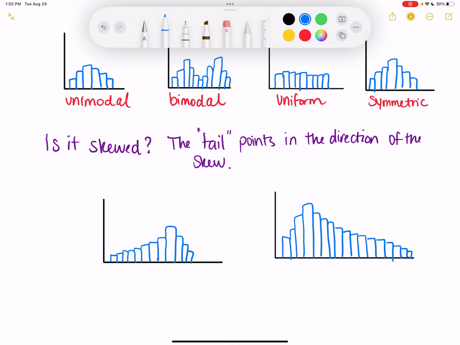All right. Which one is right skewed? What does skewed mean? The tail points in the direction of the skew. Well, it would be the right skew to the right. So the tail is the long part. This would be the tail. So this one is going to be right skew. This one then is going to be left skew.